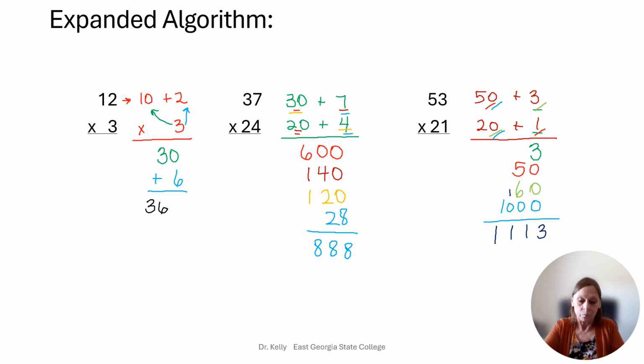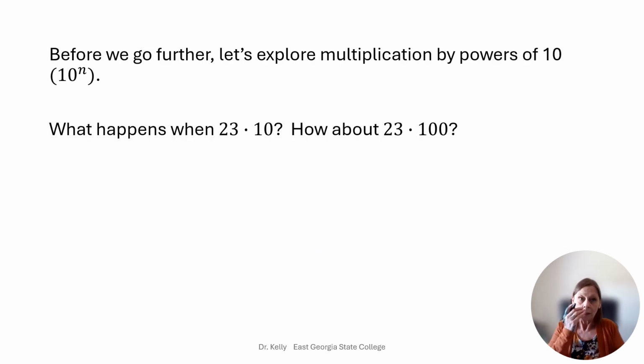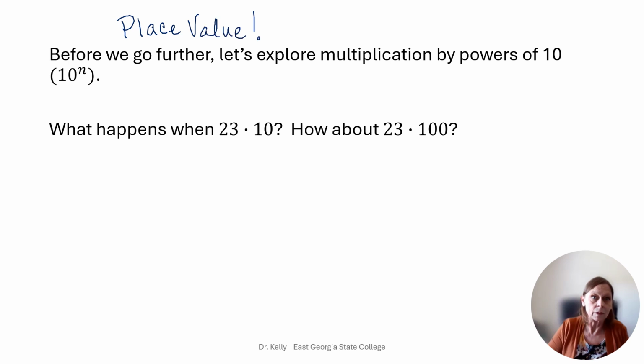Okay, now, before we go any further, we really should explore place value and multiplying by powers of 10. This is really important, and the main idea here is definitely place value. That's really where we're going to get to. So what happens when we say 23 times 10? Let's be real explicit. Okay, so I'm going to use some base 10 blocks here. Let's look at 23 in base 10 blocks.